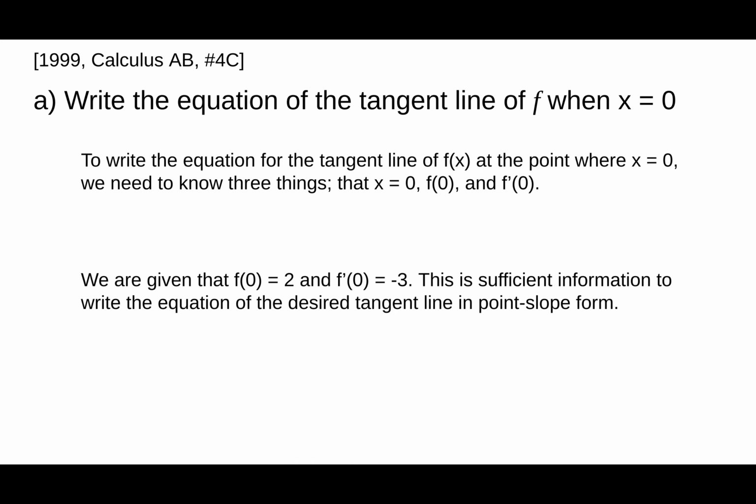We're given in the question stem that f of 0 is 2 and that f prime of 0 is negative 3. And it turns out this is all the information we need. We already know that we're interested in x equals 0. We're given the value of f of 0, that's 2, and we're given f prime of 0, that's negative 3. So we would just take this information and put it into point-slope form. So the equation of the tangent line of f when x is equal to 0 would be y minus 2 equals negative 3 times x minus 0.